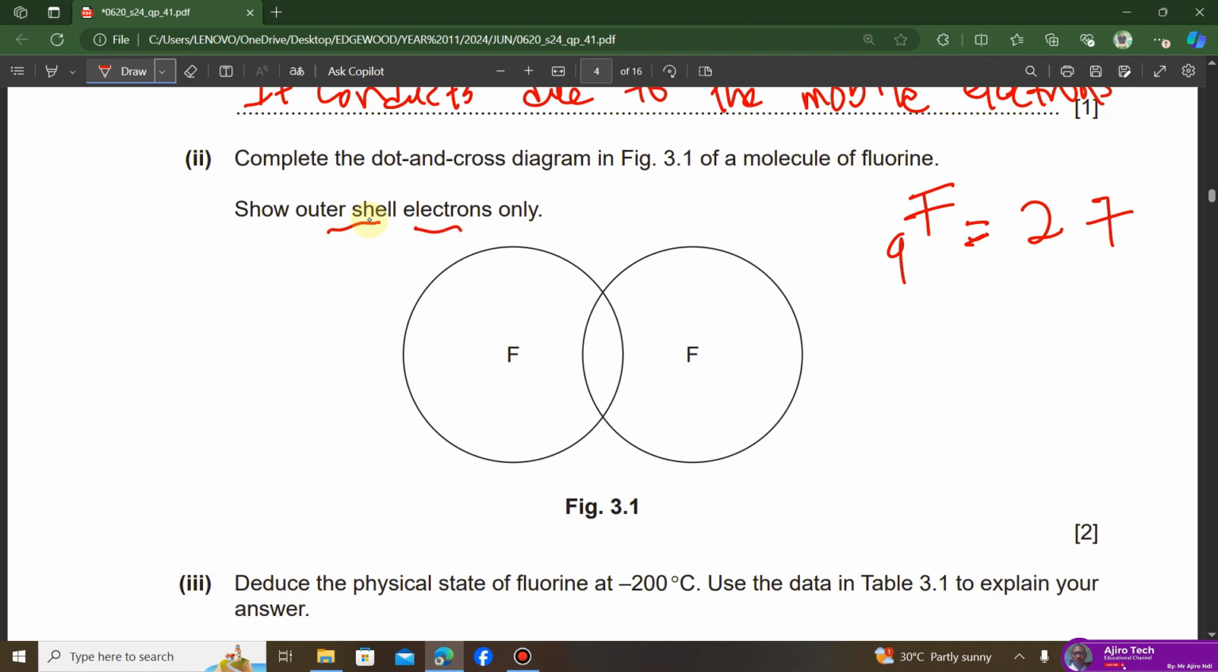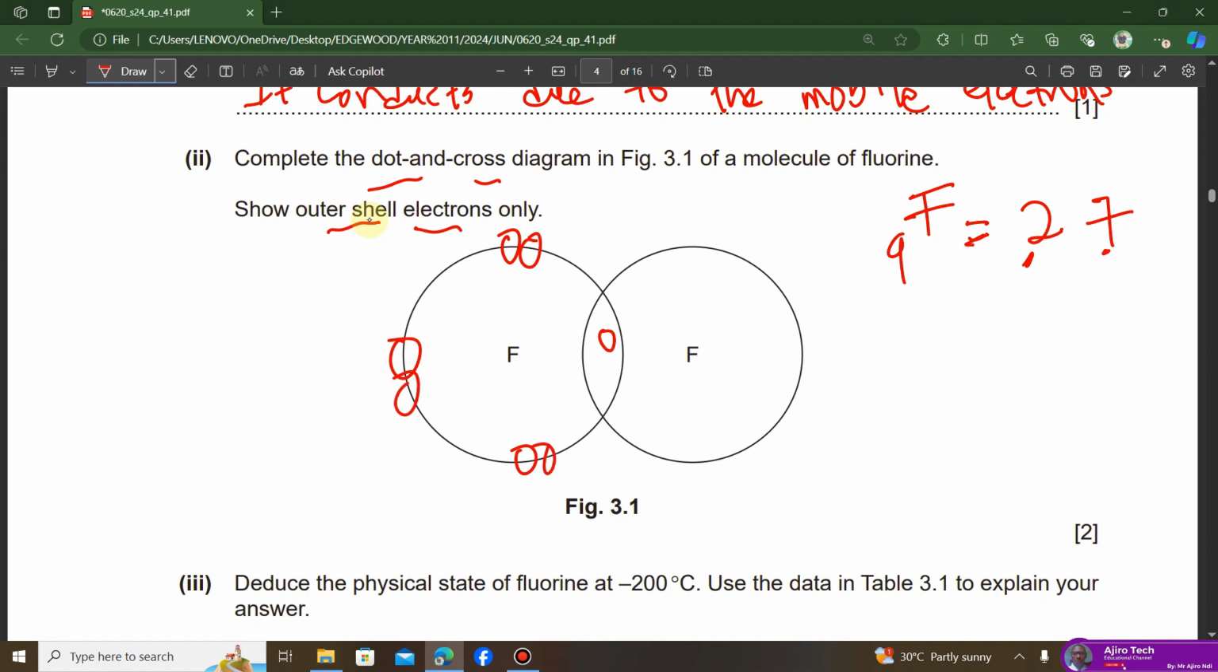All right, so we are not going to show this, we'll just show this. So it has to be a dot and cross diagram. So let's start with a dot for the first fluorine atom. So we are going to draw 7 outer electrons. So 1, 2, 3, 4, 5, 6, 7.